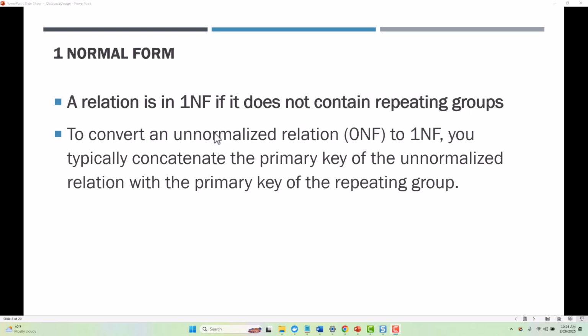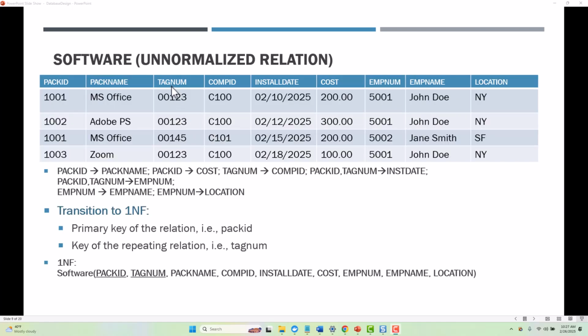Okay, so then we're going to go to our first normal form. And again, this is where we convert an unnormalized relation to 1NF, and you typically concatenate the primary key of the unnormalized relation with the primary key of the repeating group. So how does that work? If we look at our repeating group, that repeating group is going to be our tag num and our computer ID. And if we start looking at our relationships here, our tag num determines our computer ID. So for our repeating group, when we have a tag number and the computer ID, and the tag number determines the computer ID, I know that the tag number is actually going to be the key of that repeating group.